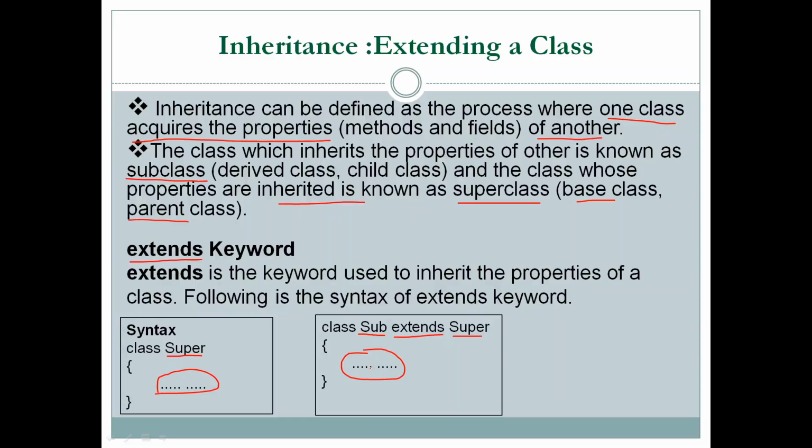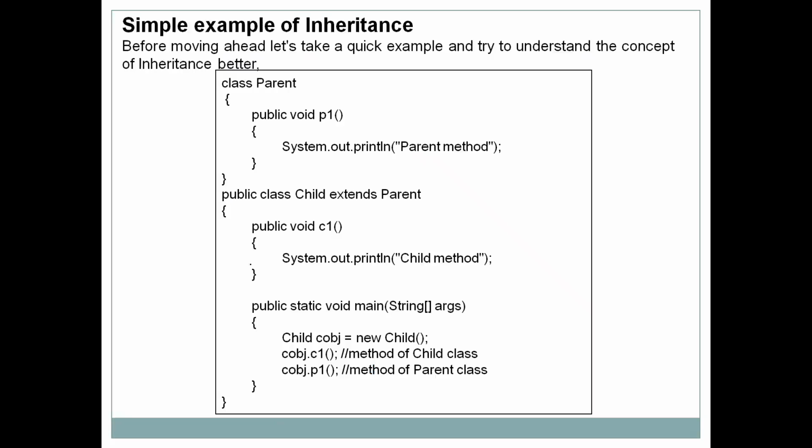Okay, let us look at one example on inheritance. This is a simple example to demonstrate inheritance. Look at this example. We have a class with the name parent, and this class has properties. It has a property, that is a method, public void p1. So this is a method, and it contains one statement, that is System.out.println. It is printing a string, parent method, and we have the closing of the p1 method, and we have the closing of the class.